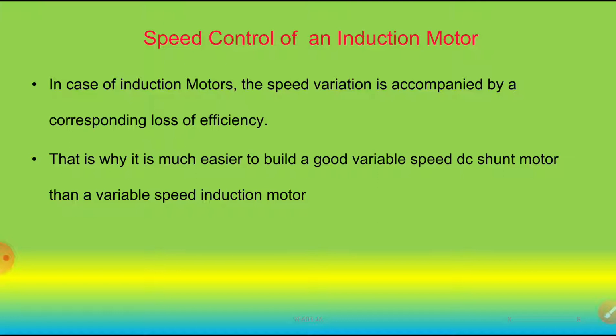That is why it is much easier to build a good variable speed DC shunt motor than a variable speed induction motor. So you have to choose where we require constant speed and where we require to frequently vary the speed. In that condition, we adopt the DC shunt motor. But it is costly. DC supply is required, a separate arrangement is required. Whereas our induction motor is a rugged motor and easily controlled, and we also have some methods to control the speed, but compared to the DC shunt motor, the losses here are somewhat more.